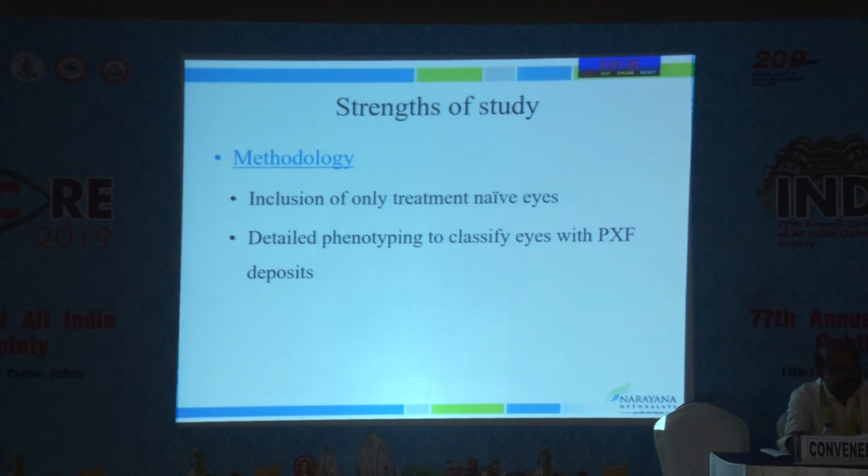One more thing about the strength of this study is that we included only treatment-naive eyes. This is because drugs such as prostaglandins are known to affect the extracellular matrix and can result in a less stiff cornea. Another strength of the study was the detailed phenotyping that was used to classify the eyes with pseudoexfoliation.